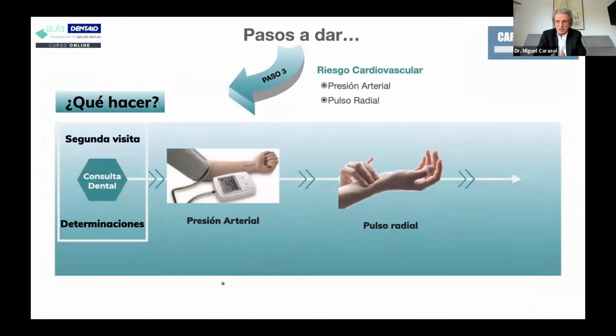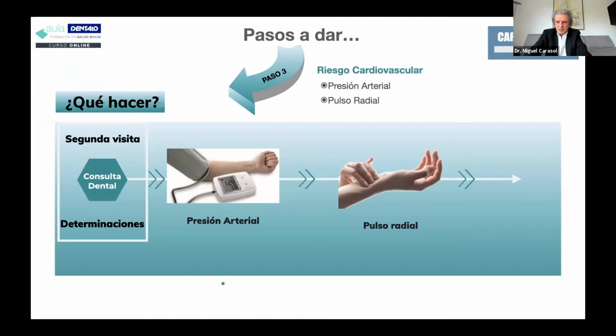Afterwards, we can assess the next important step, which is the cardiovascular risk, and look how easy it is. We just have to measure the blood pressure and take the pulse in the dental office. It shouldn't be a huge problem in the dental office to do so. And with this, we can, first, assess if the patient has a high blood pressure and is not aware of it, or if they have an alteration in their heart rhythm. We don't have to know what type of arrhythmia it is, but we can suspect that this is not normal.